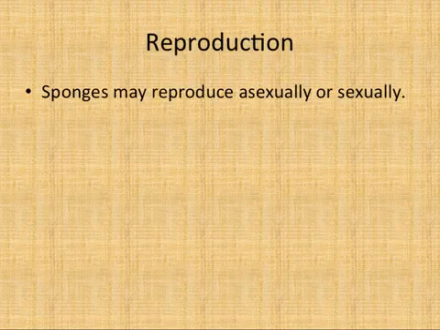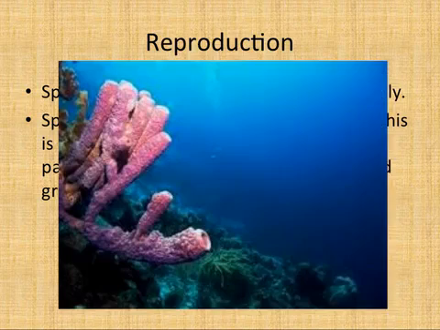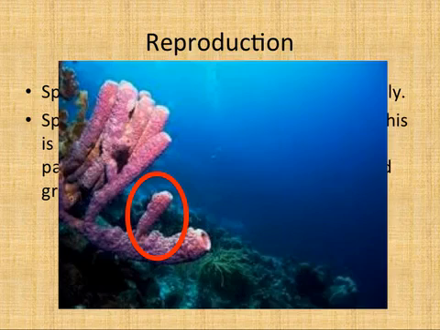Sponges reproduce. They may reproduce asexually or sexually. Sponges reproduce asexually by budding. This is when a part of the sponge breaks off of the parent, settles down onto the seafloor, and grows into a new sponge. So here's a picture of a sea sponge budding, and that bud will eventually fall off and fall onto the floor and become a bigger sponge.